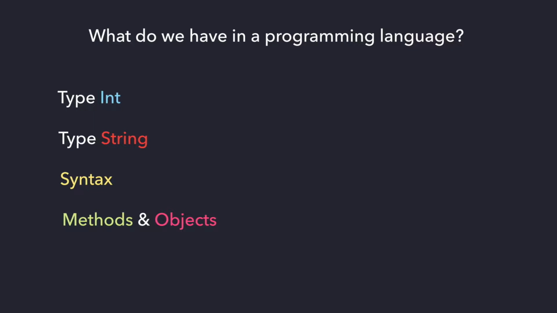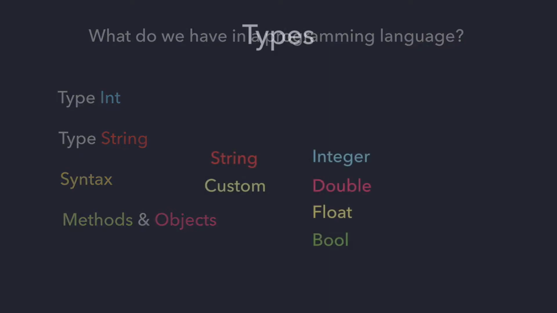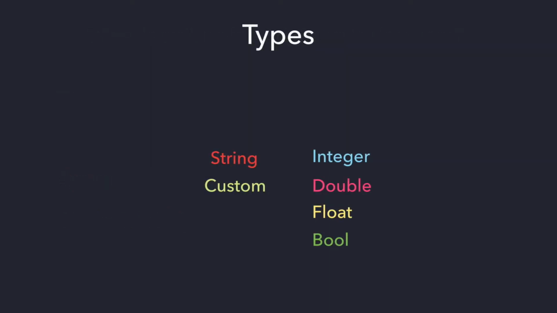So int, string, and objects are all data types. Let's take a closer look at the data types we're going to be talking about today. So we have strings, we have custom data types that we could make on our own. We have integers, which are numbers, doubles, which are decimal, and float value can be either or. We have a Boolean value, which would be true or false.